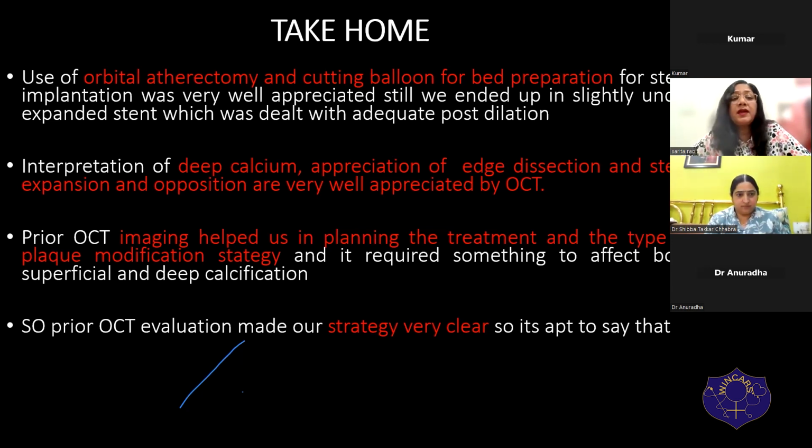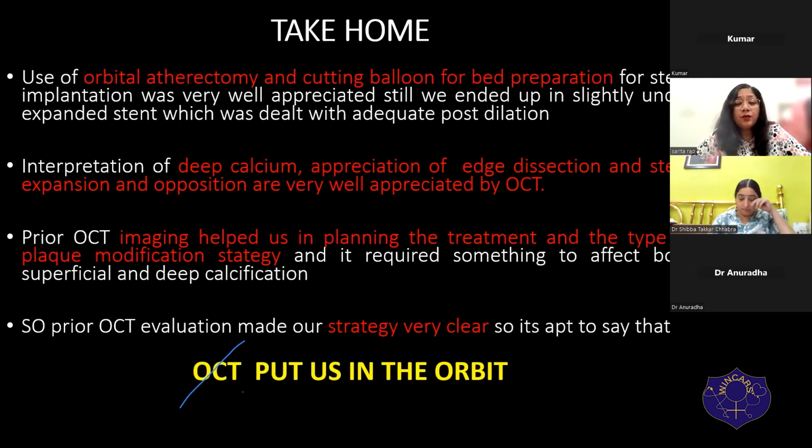Still, we ended up in a slightly underexpanded stent, which was dealt with adequate post-dilatation. The interpretation of deep calcium, the appreciation of edge dissection, the expansion and apposition, all very well appreciated by OCT. It was a boon to have it on the table. Prior imaging helped us in planning the treatment, the type of plaque modification strategy, because it required something to deal with both the superficial and the deep calcium. So our strategy became very clear by using OCT. So it's apt to say at this point that OCT put us in the orbit.